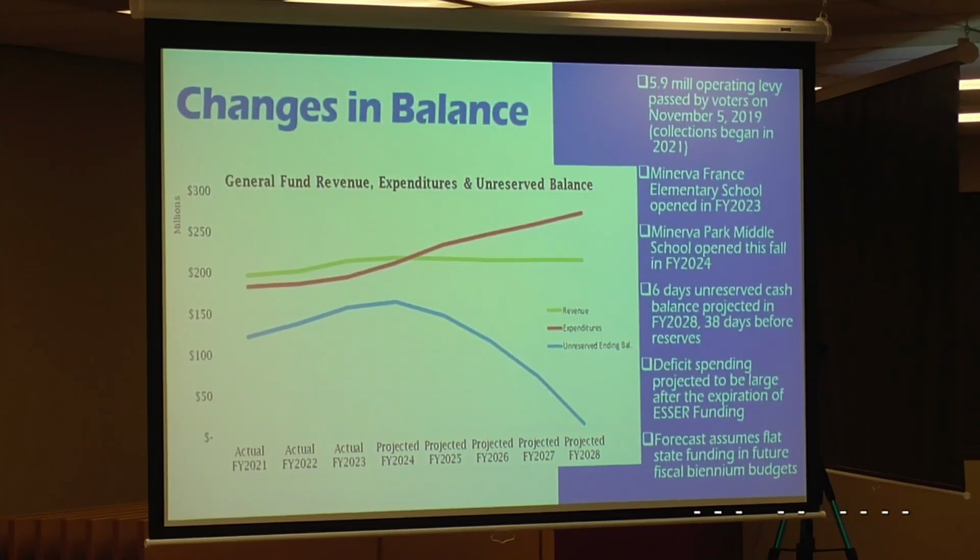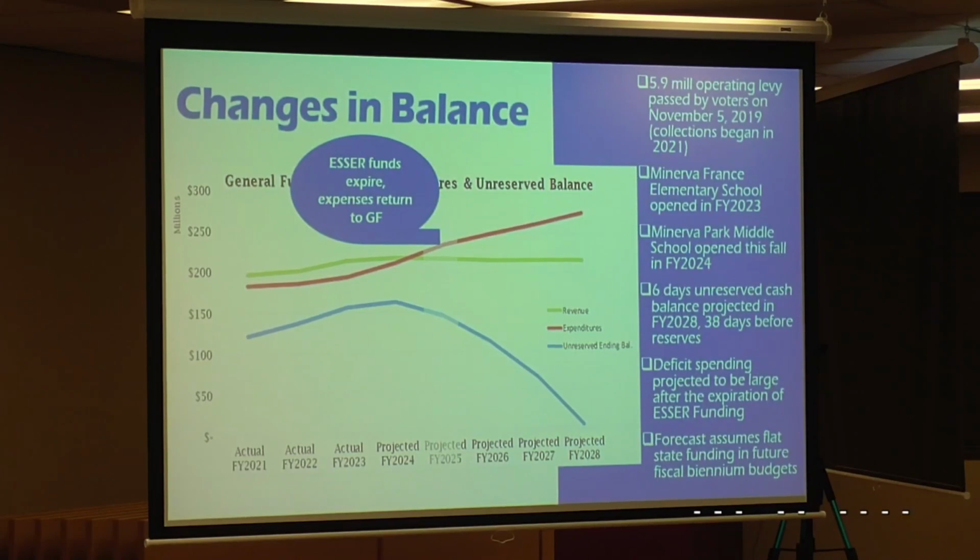The deficit spending is expected to be large. I have a little highlighter here. Oh, that didn't highlight very well, does it? So the ESSER funds expiring, returning to the general fund in fiscal year 2025. You can see when that's when that really starts separating in our projections. And this forecast does assume flat state funding after the current biennium budget based on what we know today.